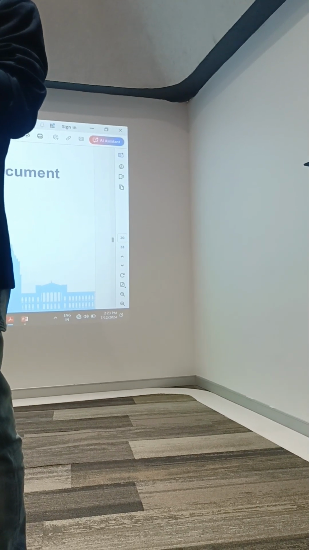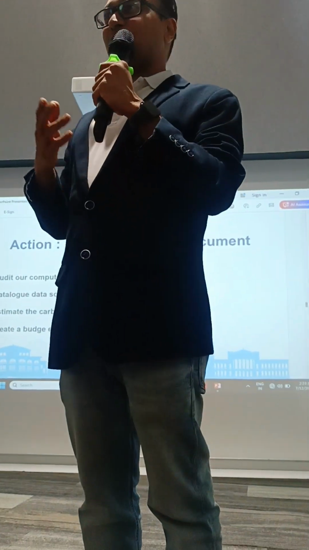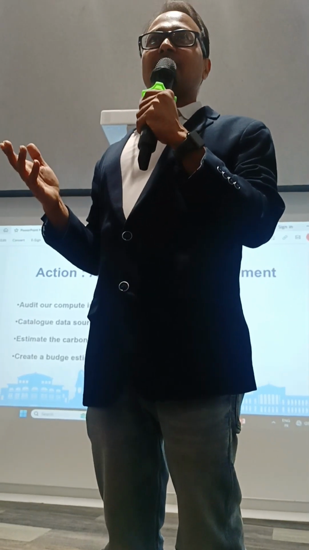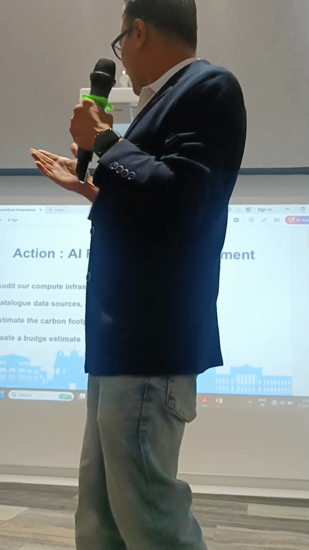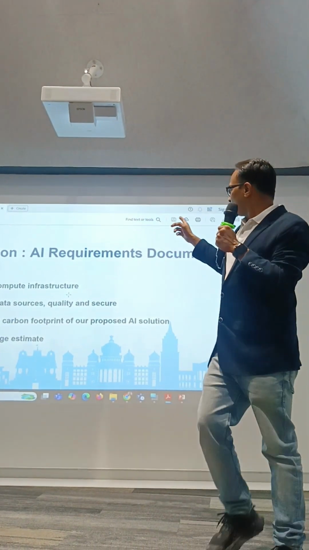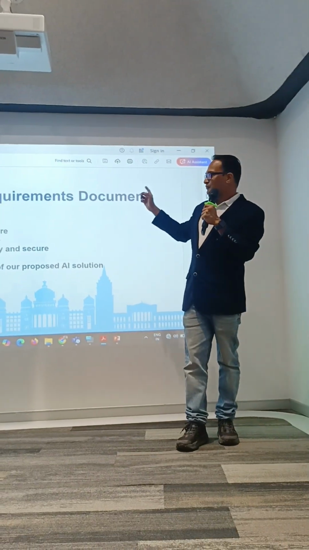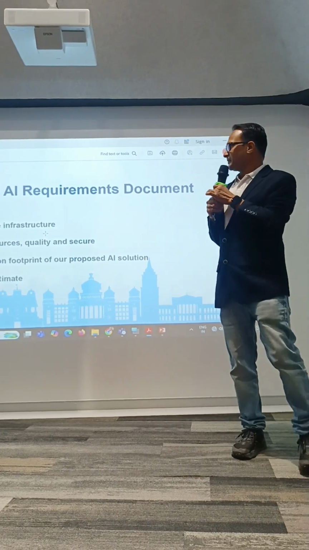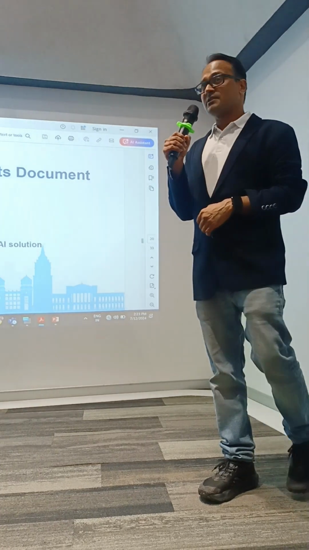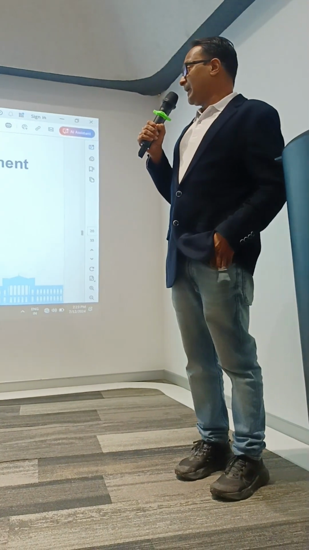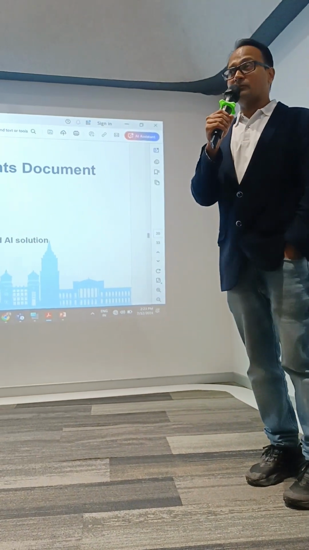Either no one is working on it, or no one has the document, or you have a document which was used again in 1972 when SAP started. All right? But this time you need to have an AI requirements document that will help you audit your compute infrastructure, catalog data sources, quality and security, and estimate the carbon footprint of our proposed AI solution.